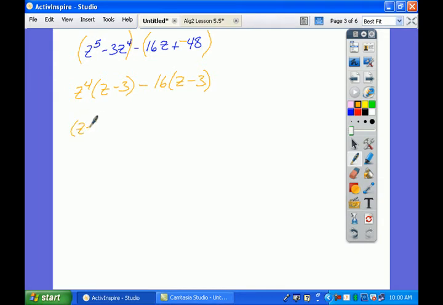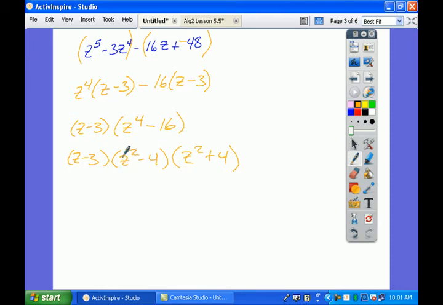At this point, I'll now factor out a z minus 3 out of both of these. Z minus 3 gets factored out of the first term. That leaves me z to the fourth. I factor out a z minus 3 out of the second term. That leaves me 16. And now again, this piece will factor farther. Z minus 3. This factors to z squared minus 4, z squared plus 4. I think this is probably a little easier to see what I'm doing there than it was on the first problem.